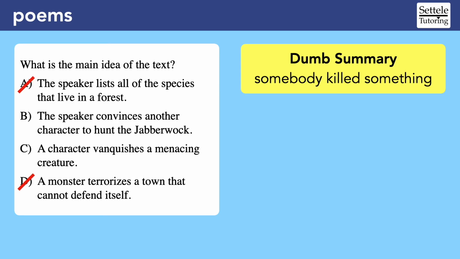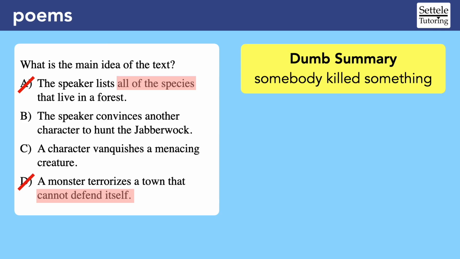For choice A, is there a list of species in the tulgy wood? Yeah, I guess, but a lot of other stuff happens in the poem. Plus, we have no way of knowing if the list included all of the species in the forest. Those kinds of extreme answers are wrong whether we're dealing with a poem or just a regular SAT passage. Choice D also has extreme language because we don't know if the town cannot defend itself. In fact, it seems like the town can defend itself because somebody killed the monster.